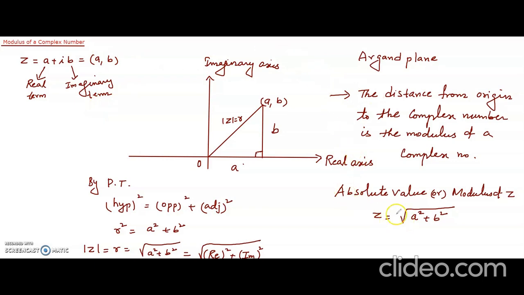So absolute value or modulus of z is mod z equal to under root of a square plus b square, which we can remember as under root of real term whole square plus imaginary term whole square. Remember, a is the real term or real part and b is the imaginary term or imaginary part of the complex number z equal to a plus ib.